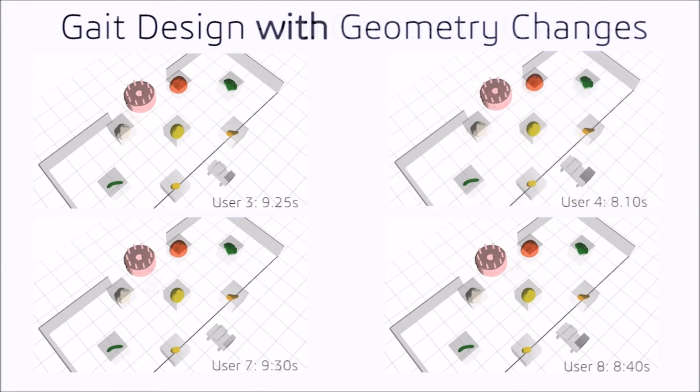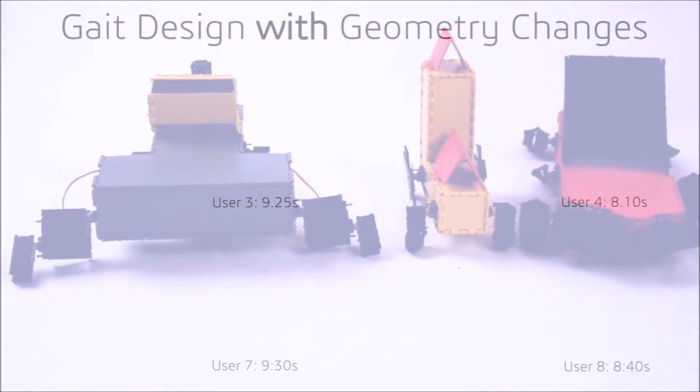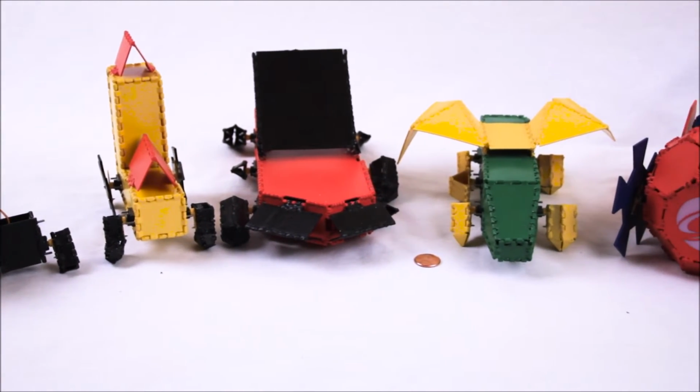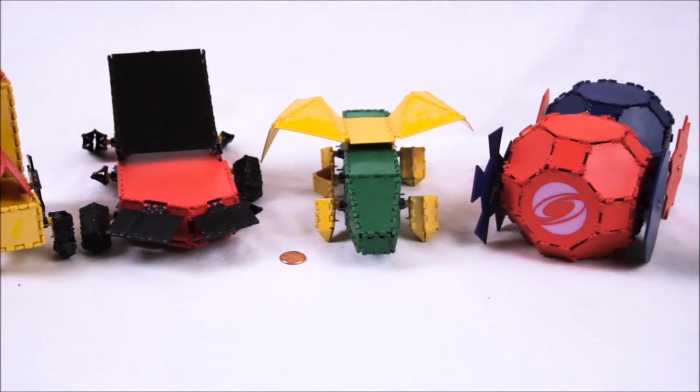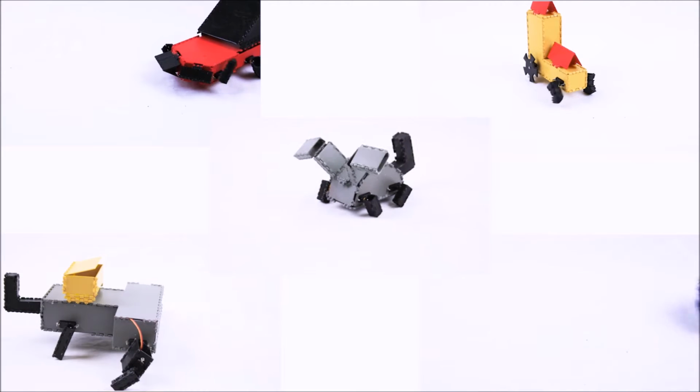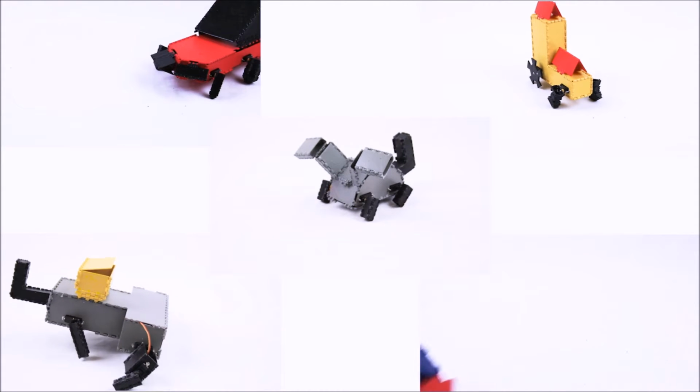The users who were allowed to simultaneously edit geometry and gait designed trajectories that were 40% faster on average than the ones created by users restricted to gait design. We have fabricated 5 additional robots with different geometries and gaits. Each of them took about 10 minutes to design, 3 to 7 hours to fabricate, and an hour to assemble. The robots all followed the designed gaits and walked as predicted by the system.